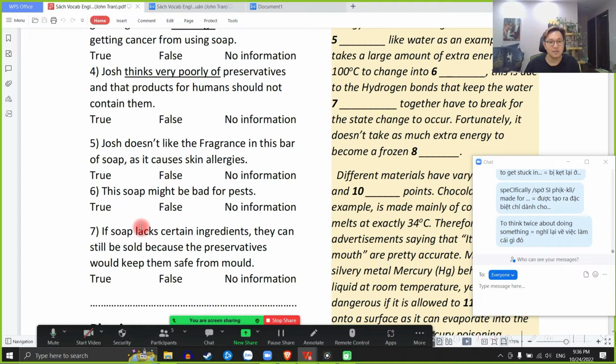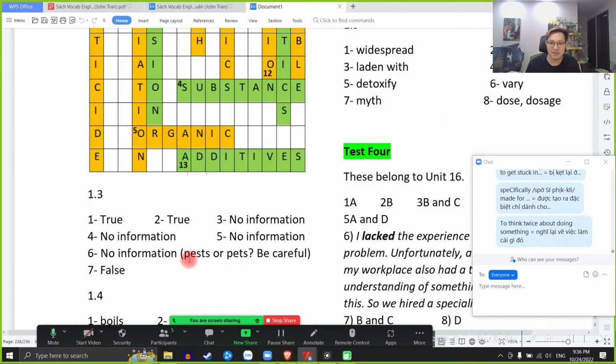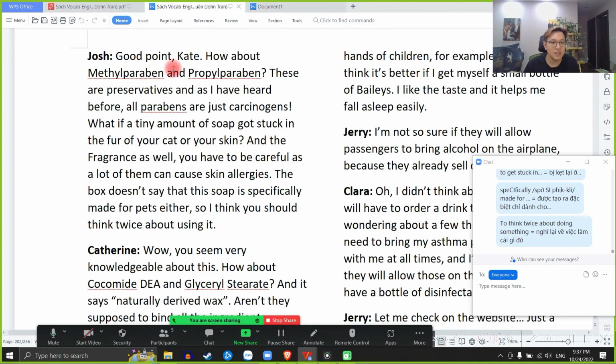Number 6. This soap may be bad for pests. Cái cục xà bông này có thể không tốt cho những con phá hoại, những con côn trùng không mong muốn. Of course, this is no information. Because remember, be careful with pests or pets. Pets, thú nuôi. Pests, những con phá hoại, những con côn trùng không mong muốn. Một cái ST, cái TS này. So this is no information.